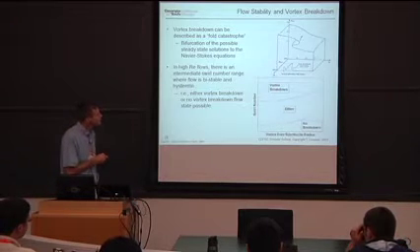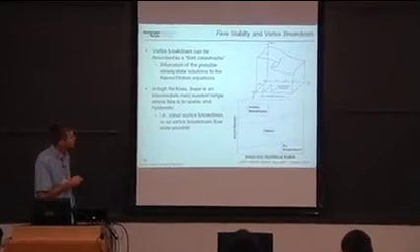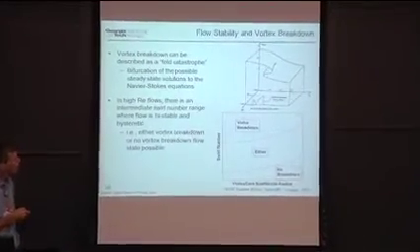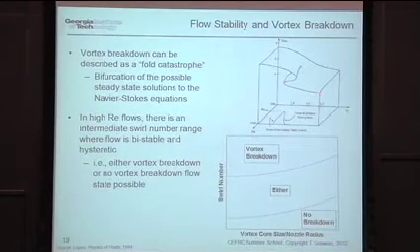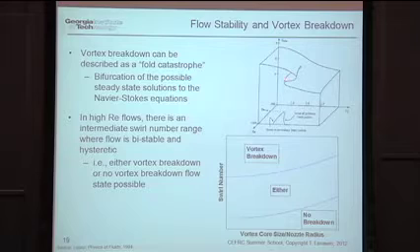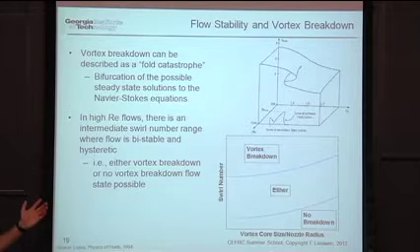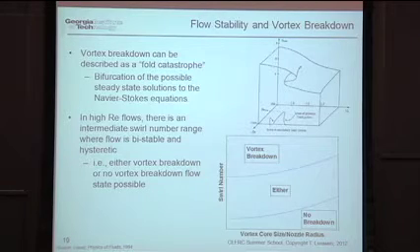Basically, what it means is that in this region of swirl numbers, there's no vortex breakdown. In this range right here, you have vortex breakdown. And there's this intermediate range where you can have the same flow, the same everything, and it can either break down and have reverse flow, or it can all go in the same direction. Okay? So I've illustrated that here.